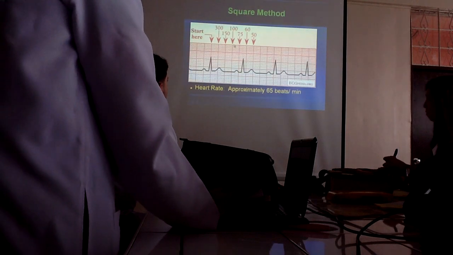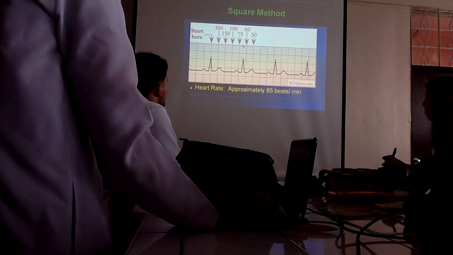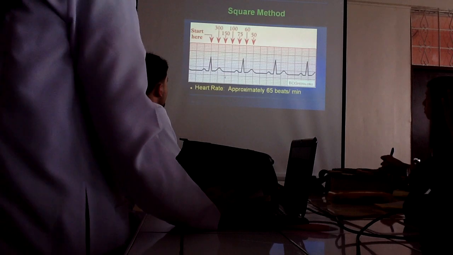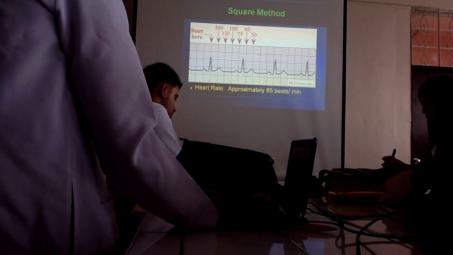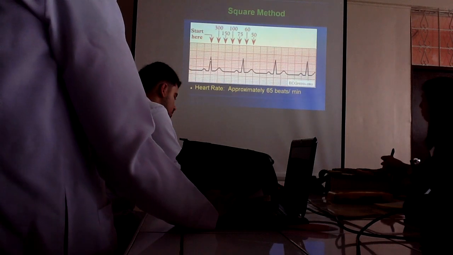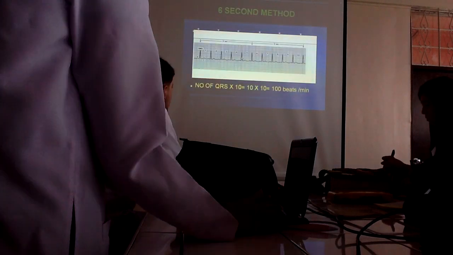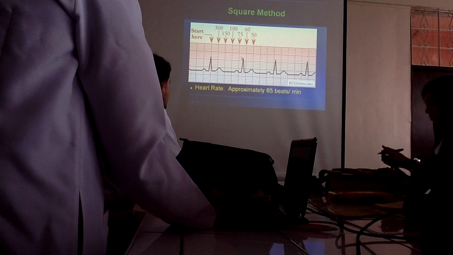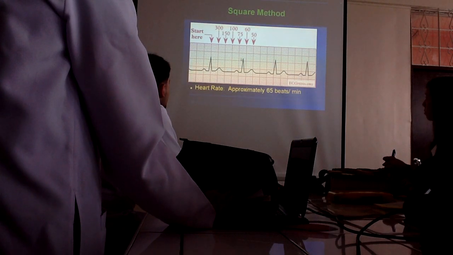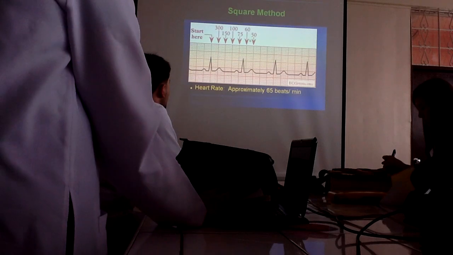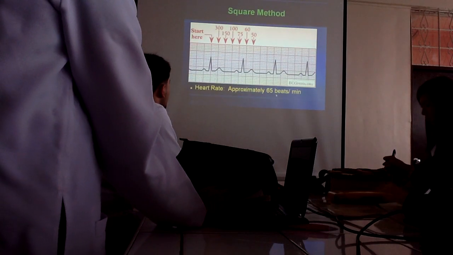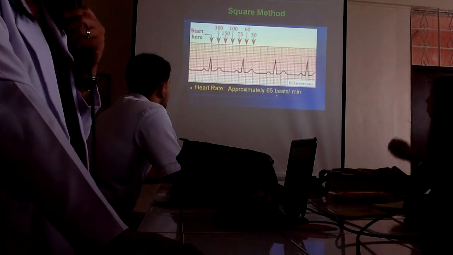The next dark line, that's 100, followed by 75, 60, and 50. So, for this particular tracing, the interval from one RR to the next RR, your next RR falls between 75 and 60, right? So you have to approximate that one, and your heart rate is approximately 65 beats per minute.